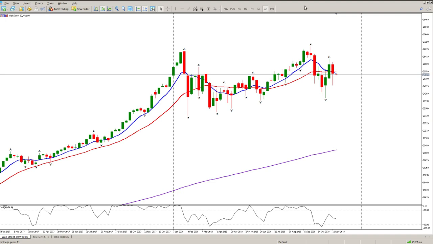Now, starting on the weekly, you can see we ended up with a bit of a pin bar, but this is a pretty bearish signal. So we've got an inside bar. It actually broke below the previous week as well. And we've got a moving average crossover on the weekly. So this is a pretty bearish signal, okay?